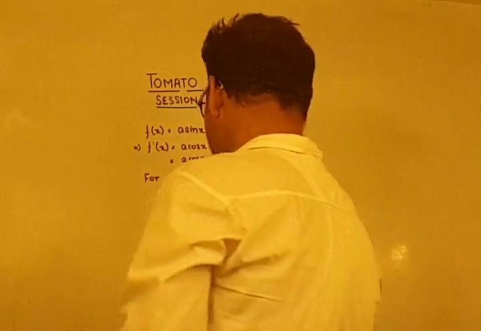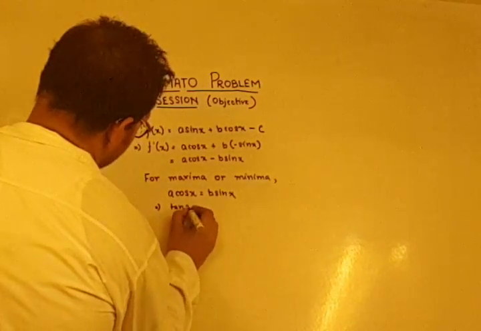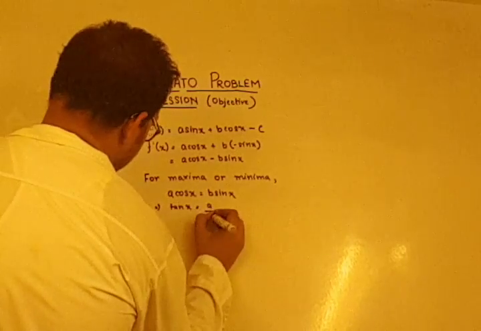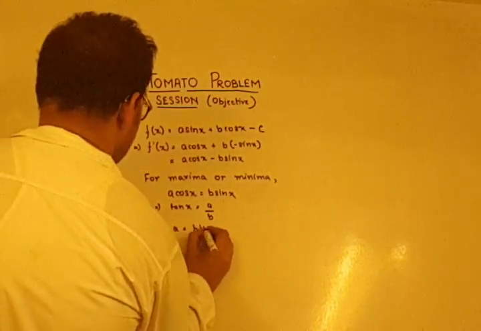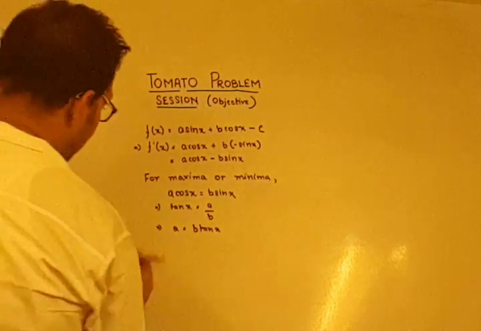So I get this, and from here I can just say that tan x is a by b, or a equals b tan x. So this can be a point of either maxima or minima. So I just need the double derivative for this.